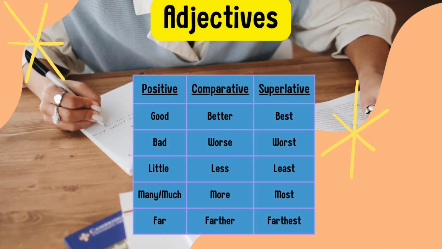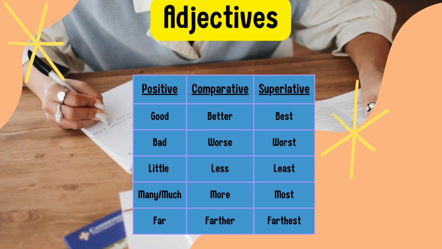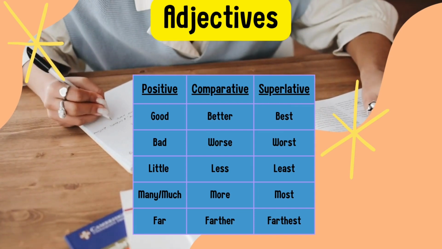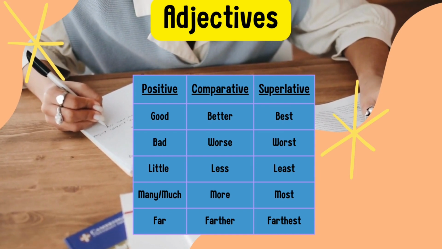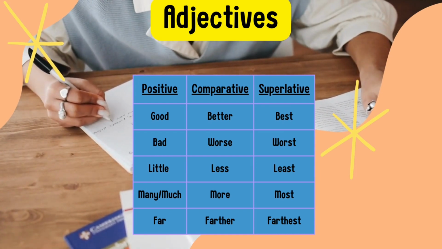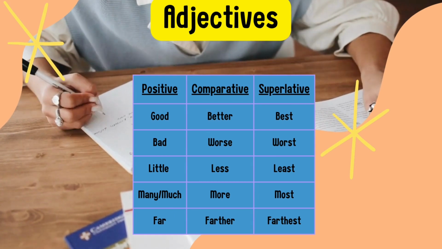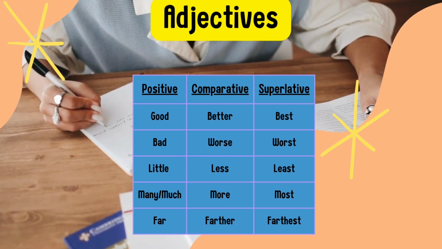We have certain irregular adjectives like good, better, best; bad, worse, worst; little, less, least; likewise, less, lesser, least; many, more, most; much, more, most; far, farther, farthest.